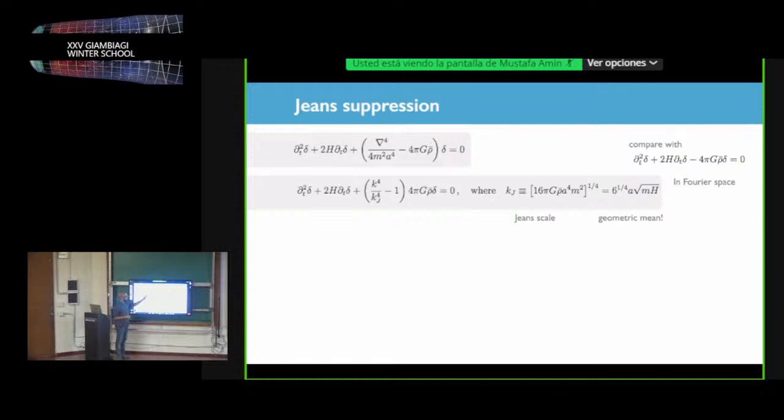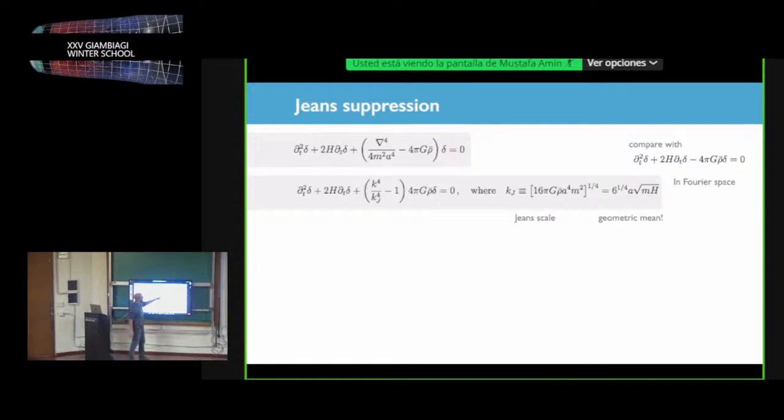Right, so this k to the fourth term appears here. It's an extra term. And I have a scale here, kJ. Okay, how did I define kJ? It's just by moving 4 pi G rho at the bottom, it becomes this term right here. In the literature, this is called the Jeans scale as well.